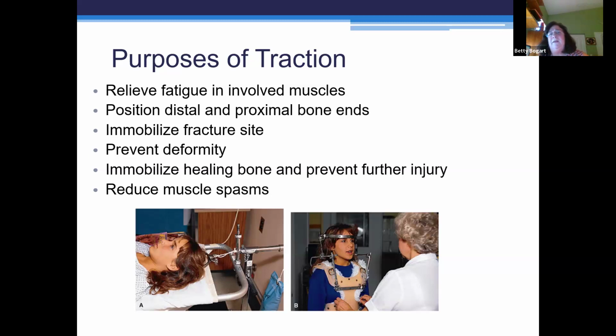So the purpose is to hold it, of course, where it needs to be. That's always number one. It does relieve that tension on the muscles and it gets that bone approximated so healing can start, right? And it prevents that deformity. And the biggest thing, of course, is the reduction in pain, reducing those muscle spasms.